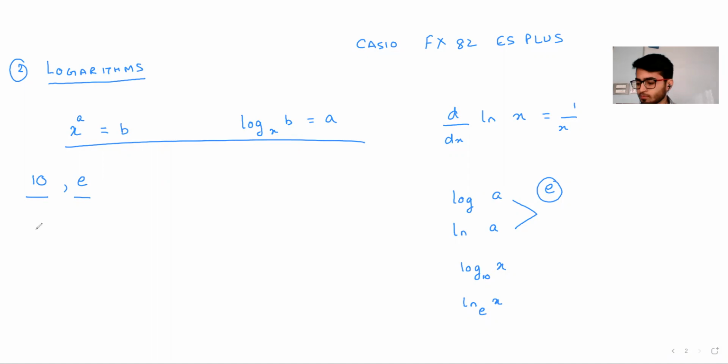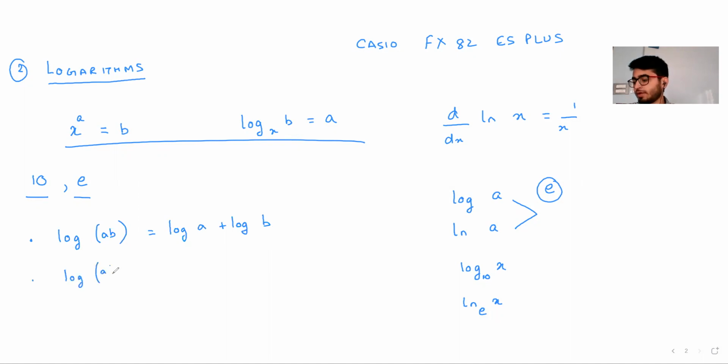Now, the few properties of log which we have. First one: log AB is nothing but log of A plus log of B. Again, you will note I have not written any base over here. This is true for all bases, whatever the base is, whether it's 10, e, 2, 3, 4, anything. This result always holds.